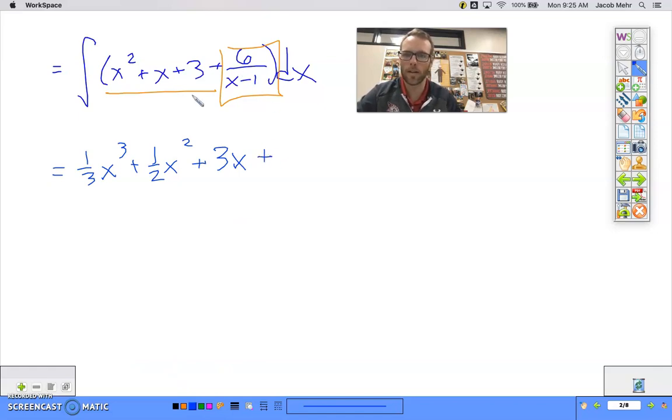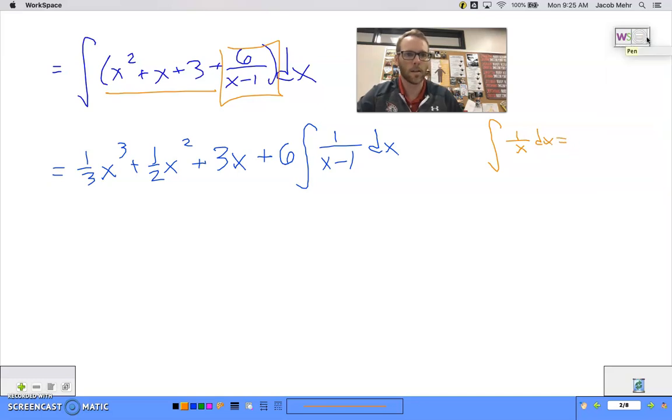We said, okay, we're going to take the integral of 6 over x minus 1. And what I'm going to do is I'm going to put the 6 out in front of the integral and write that as 1 over x minus 1 dx. So we integrated, that's why I didn't need the terms for those three, but then we still have to take the integral of this one. And here's what we need to remember. The integral of 1 over x dx is equal to the natural log of the absolute value of x.